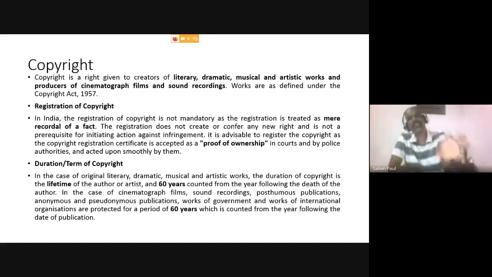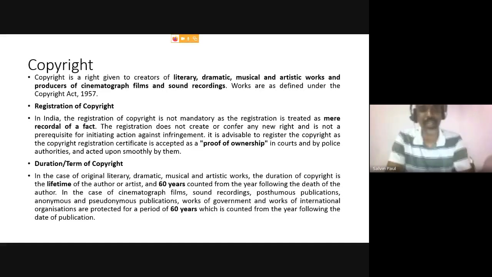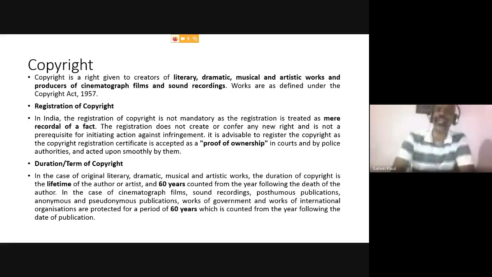One of the major differences in copyright is this: is registration of copyright necessary? This is a question many people ask. Many think that copyright registration is mandatory, but it is not. Registration of copyright is not mandatory, as the registration is treated as a mere recordal of a fact.